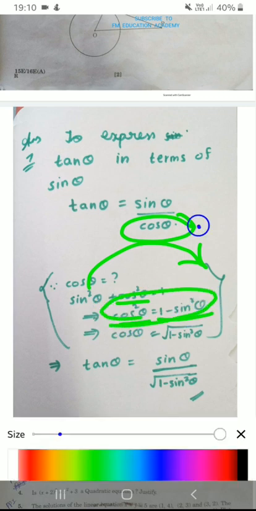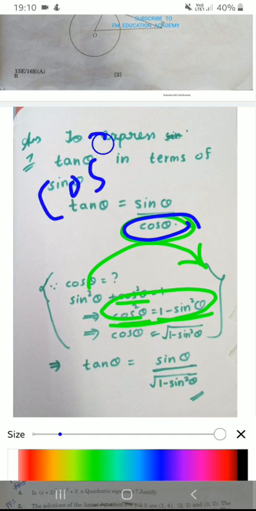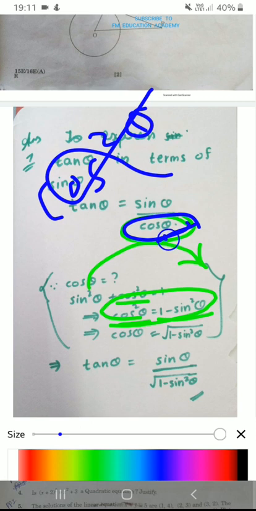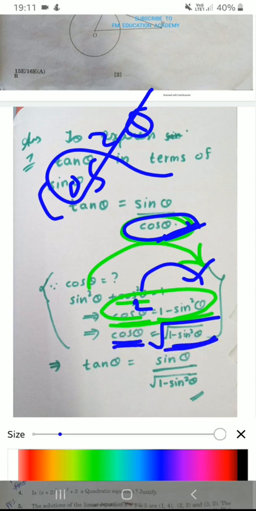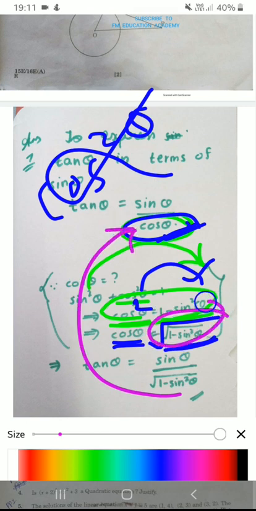But here in my answer I have cos theta. I don't have cos square theta. I have cos theta. So send this square also that side. So when square goes that side, it becomes square root. So what did I get as the value of cos theta? Root 1 minus sine square theta. So in place of cos theta, substitute root 1 minus sine square theta. So numerator will be as it is, sine theta.